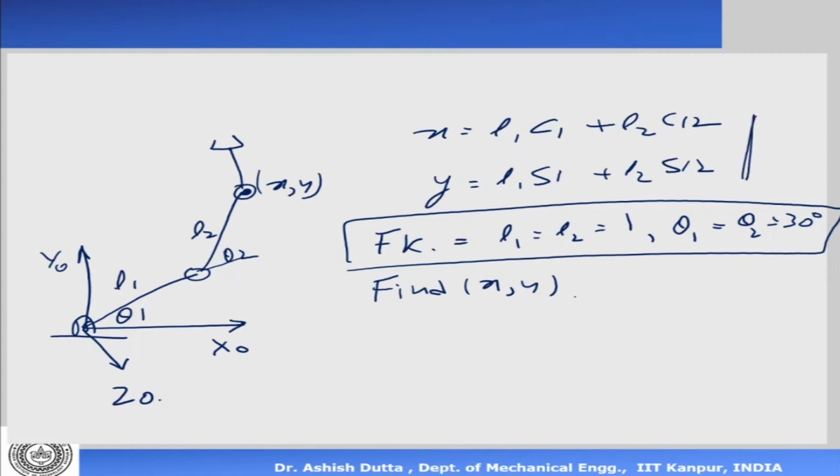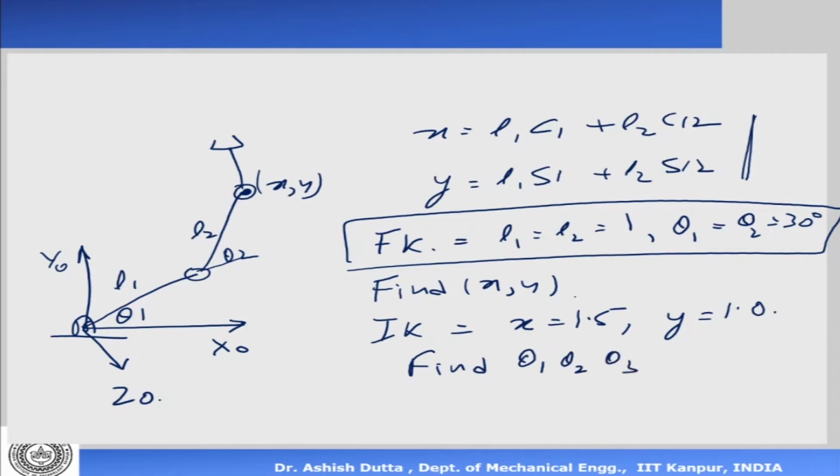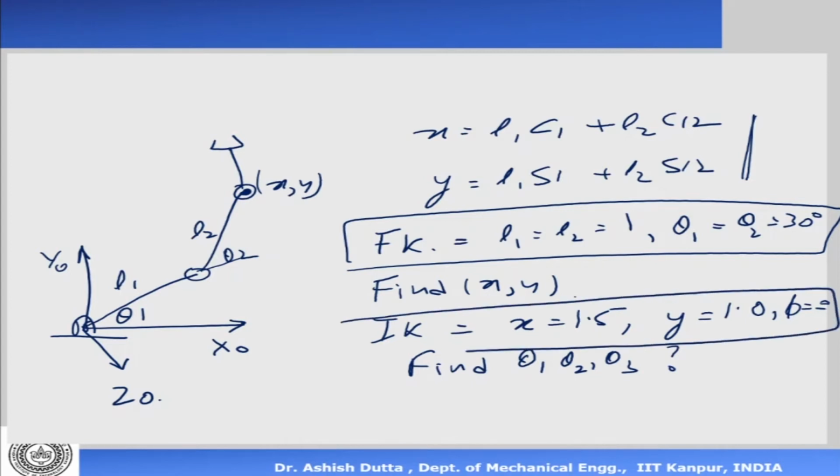Right? Now, in inverse kinematics, I'm going to give you the xy position. Suppose I say x is equal to 1.5 and y is equal to 1.0. Find theta 1, theta 2, and theta 3. And phi is equal to something, I give it to you. Now you find theta 1, theta 2, and theta 3. This is the inverse kinematics problem. So this is the statement of the inverse kinematics problem. I say phi is equal to 0.5, just for example.